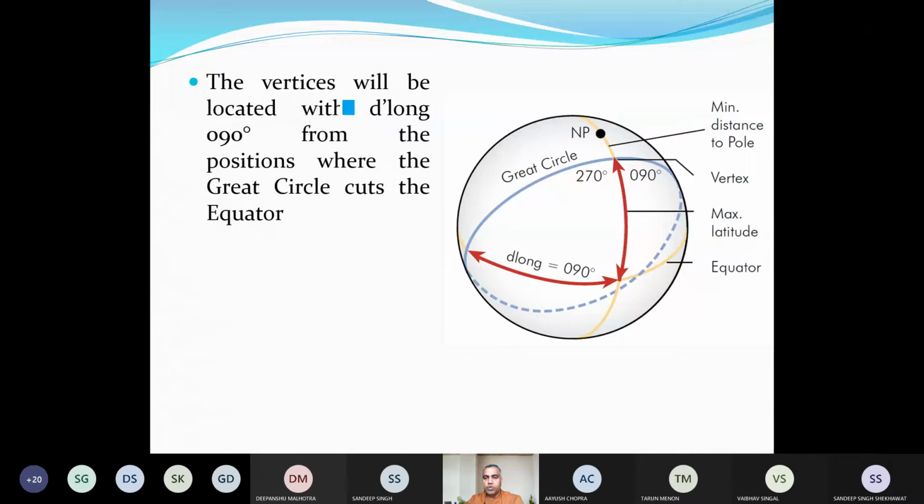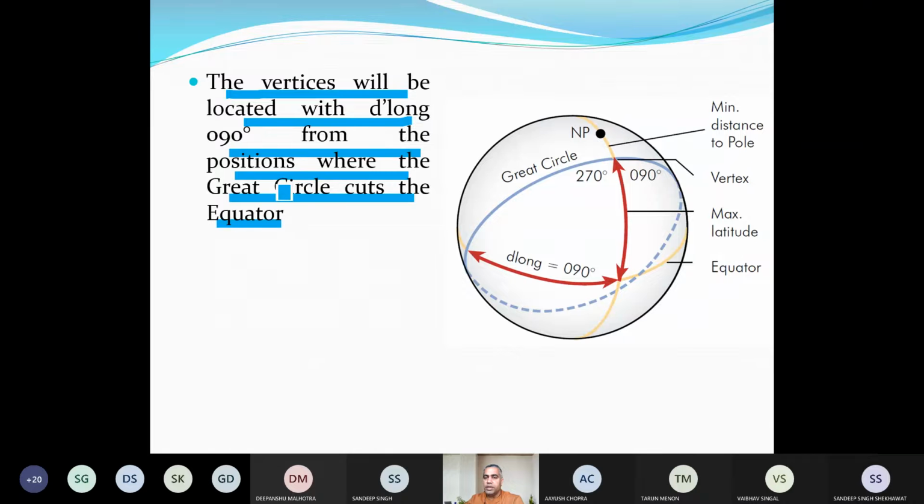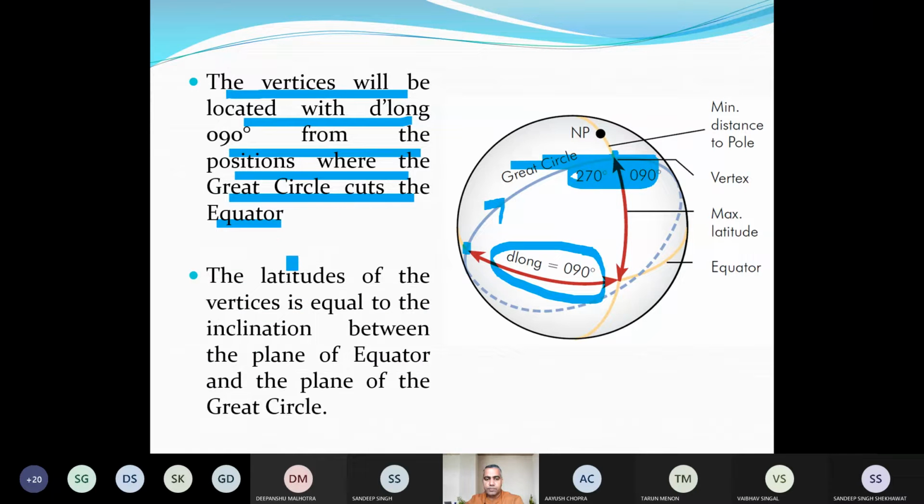This is what we just now discussed. The vertices will be located with a d long of 90 degrees from the position where the great circle track cuts the equator. So you can see this is the equator crossing point. After this, if you move on the great circle track, this is where the vertex is, and the d long between these two would be 90 degrees. And when you reach this point, the course or the direction of the track would be 270 and 090. The latitude of the vertices is equal to the inclination or the angle of cut between the plane of the equator and the plane of the great circle. Just now what we discussed.